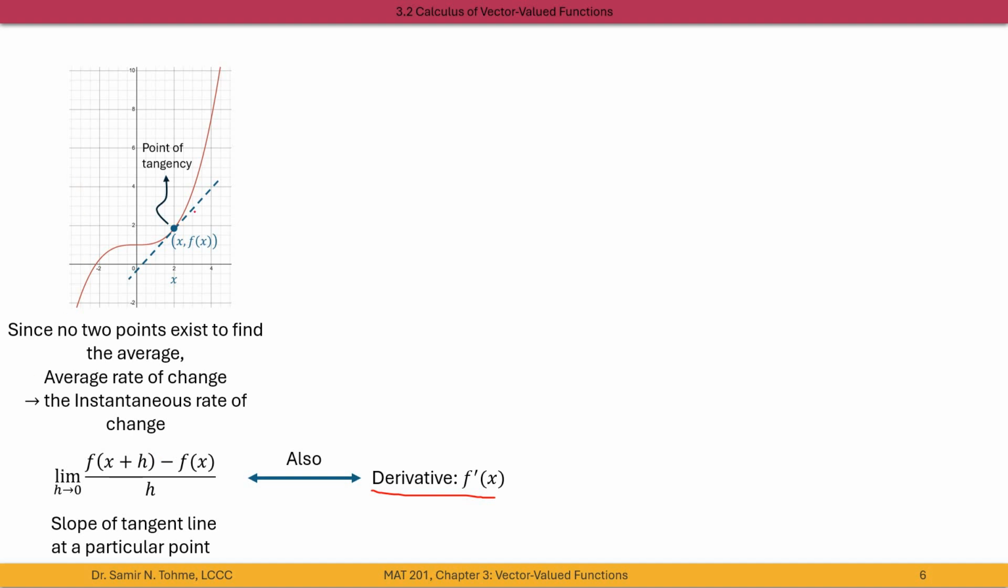It will give you the slope. Now, instead of having the slope of the secant line, you will have the slope of a tangent line at this particular point. In mathematics, we call it the derivative. In physics, we call it the velocity, which means the rate of change at this particular point.